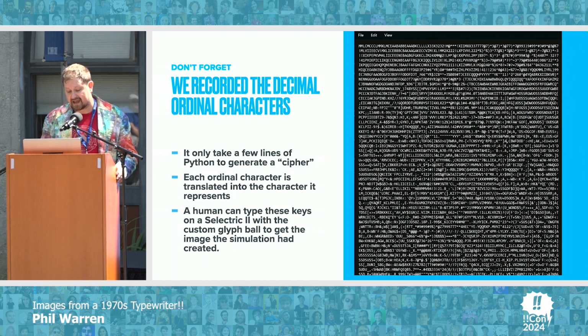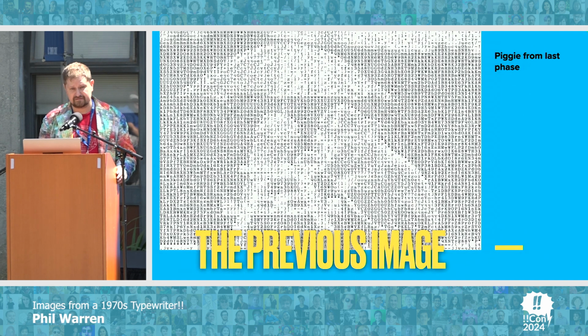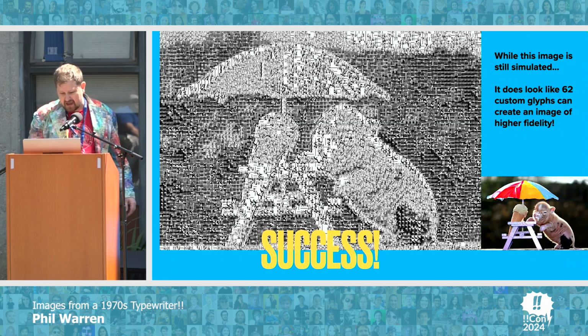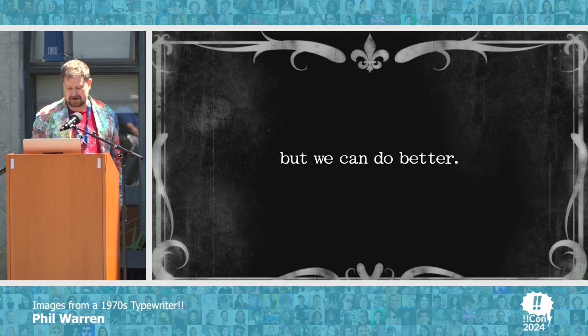This means a human hand can now type this cipher, and the custom glyph ball can type the intended picture. Remember our alphanumeric piggy from the last phase? He's looking much better. It looks like 62 custom glyphs can create an image of a higher fidelity. But we can do better.